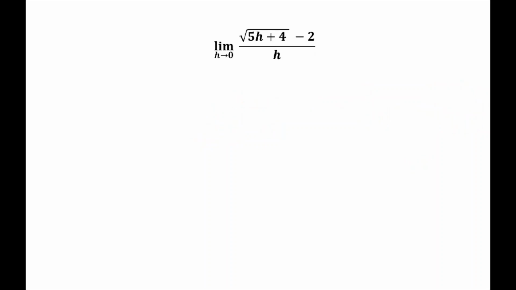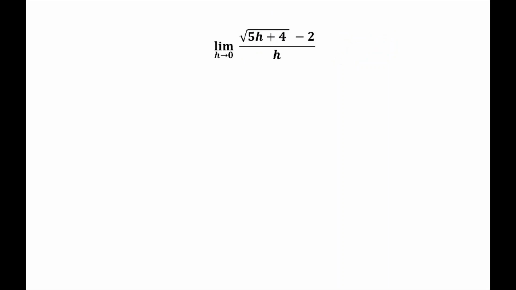Now about here, if you try to substitute, it will be 5 times 0 is 0, plus 4, square root of 4 is 2, 2 minus 2 is 0, and over 0. So we need to think about something else.